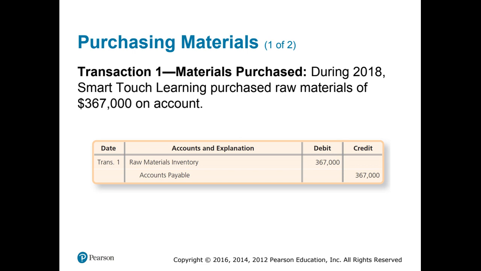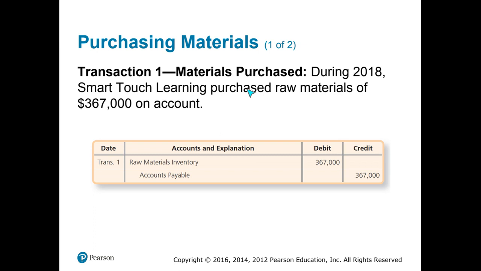Journal entries. So here we've purchased a material. On page 875, during 2018, Smart Touch Learning purchased raw materials of $367,000 on account. This is a product cost that accumulates in the raw materials inventory account. And to simplify the recording process, we're going to record the material purchases as a summary journal entry for the year, rather than showing each individual purchase.